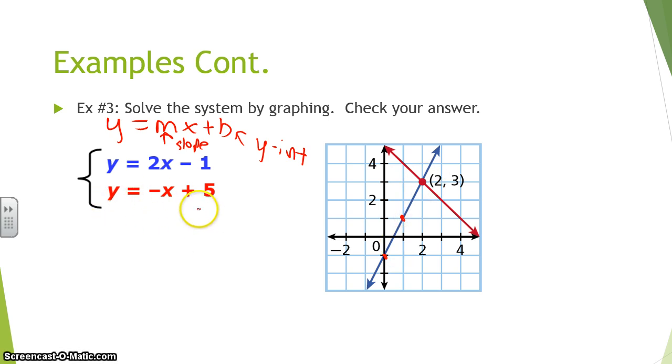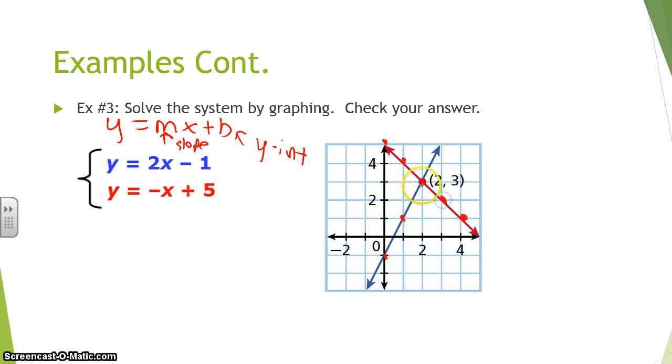When we graph our second equation, my starting point is 5, so it'd be up here. My slope is -x, so that's -1 over 1. So I'd go down 1 to the right 1, down 1 to the right, down 1 to the right. So I'll graph a few points here as well.